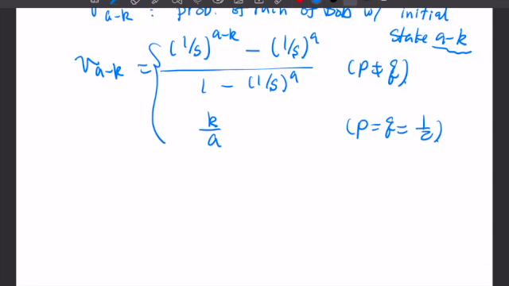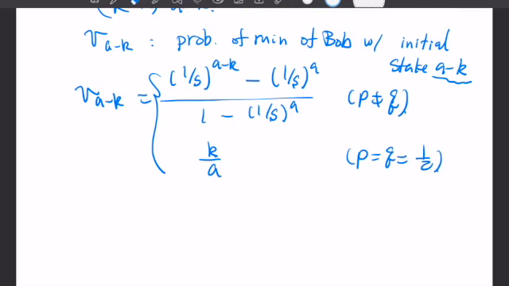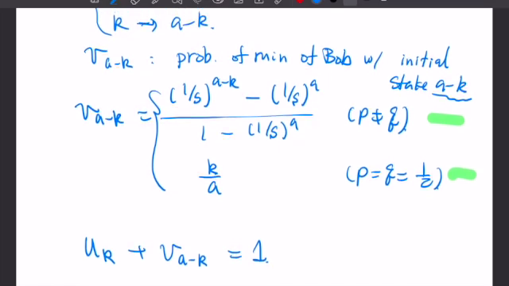And in either case, this or this, we can see that uk plus v a minus k is equal to 1, right? By the way, this s is the same as before, that this s is equal to q over p, right?